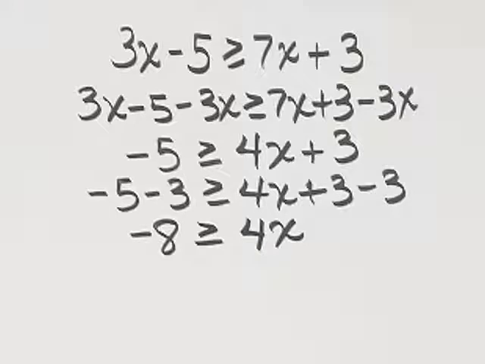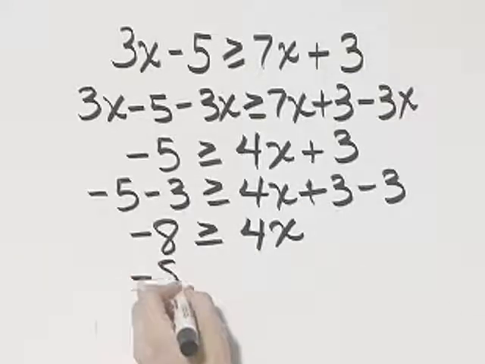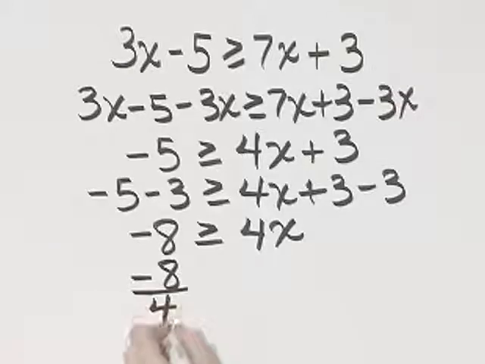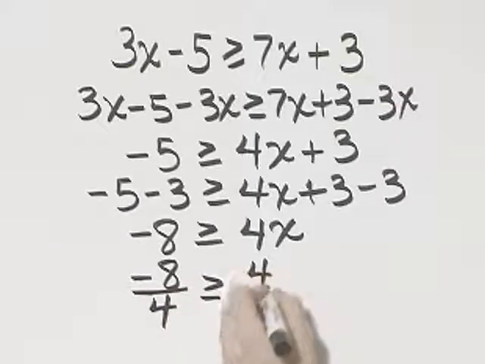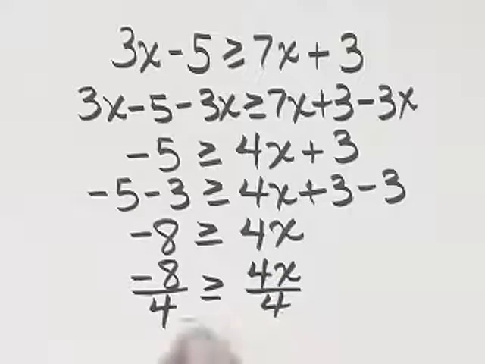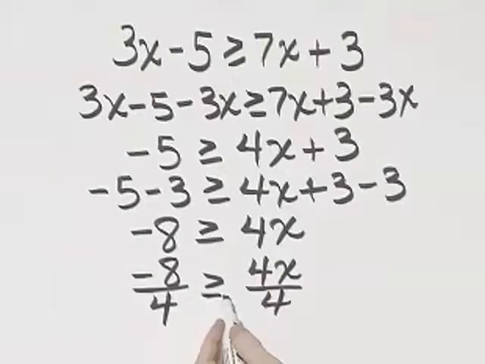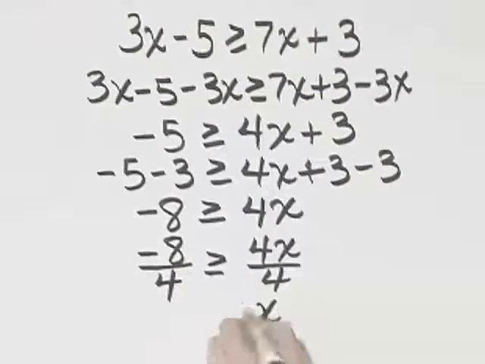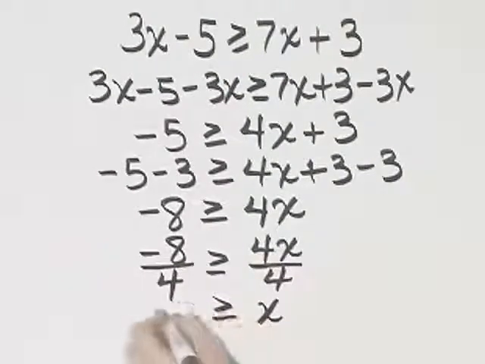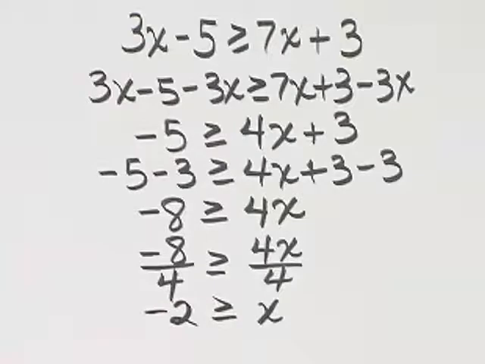I'll finish solving by dividing both sides by the coefficient of x. The left side I'll divide by 4. The right side I'll divide by 4. I'm dividing by a positive number, so I do not change the direction of the arrow. And I have x. Here I have my greater than or equal to sign. Here I have negative 2.